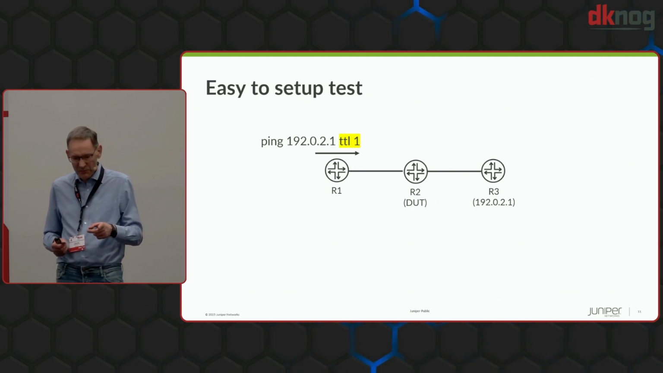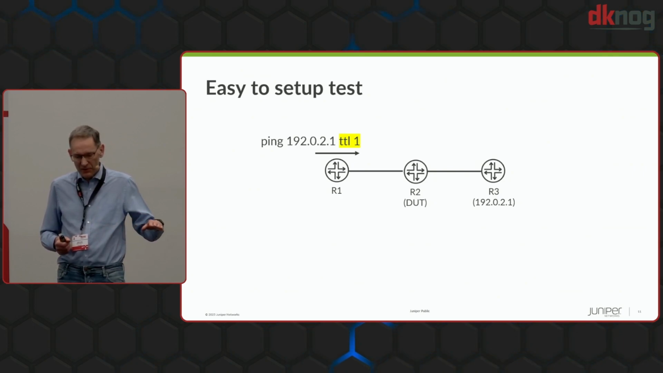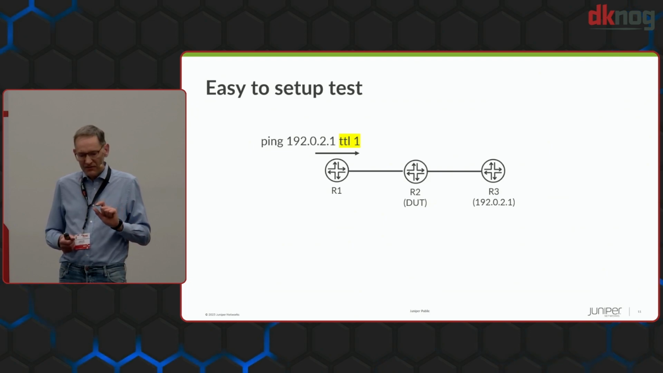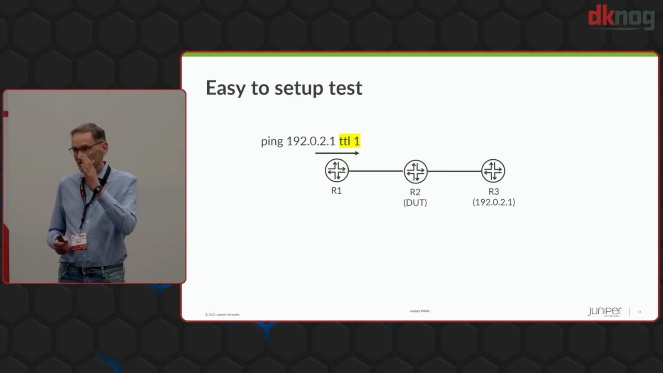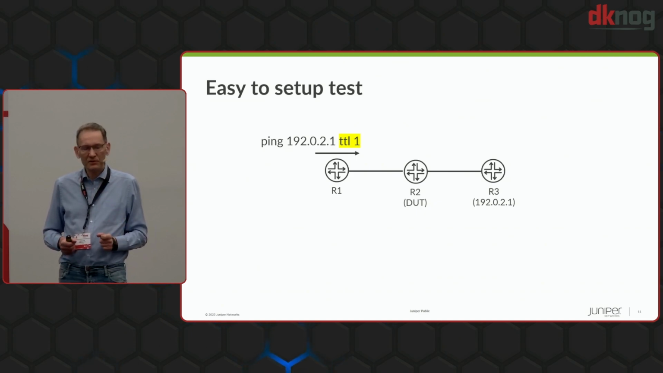R2 in the middle is the device under test. In this diagram, what we're doing is we're pinging the router on the right-hand side, R3, from R1, but we're setting the TTL to 1 deliberately, and so that's going to be dropped on R2, and that's going to cause it to send one of these exception reports. Or you could do the MTU thing that I mentioned.